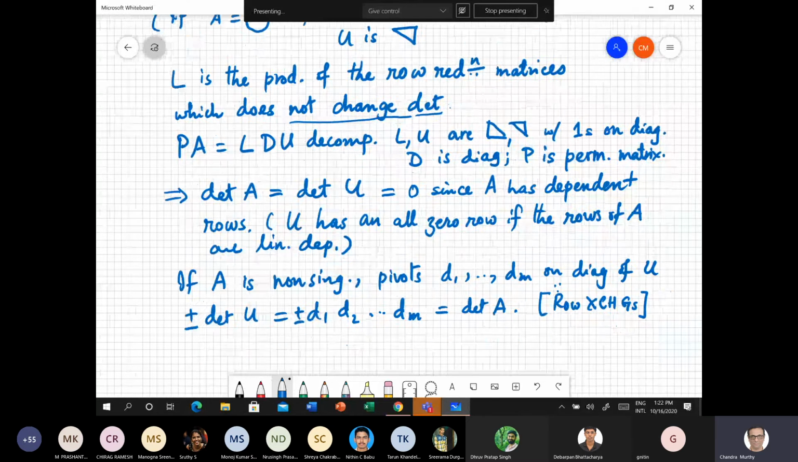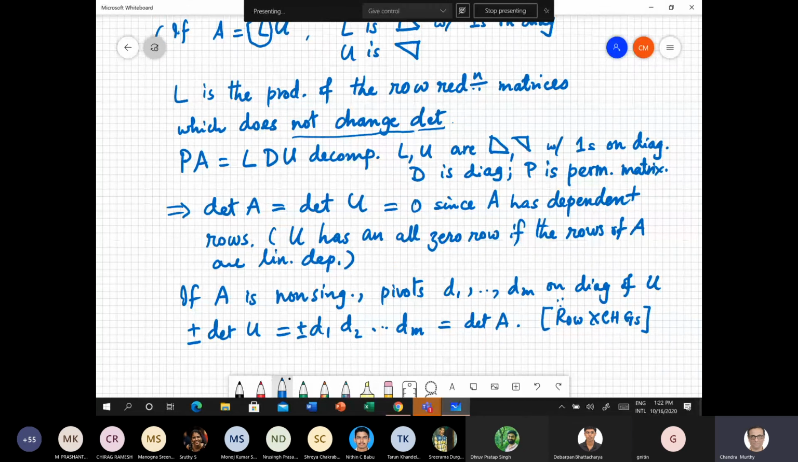Sir, when you call this a pivot element, is it just another name for diagonal elements? Yes. Okay, sir. Thank you.